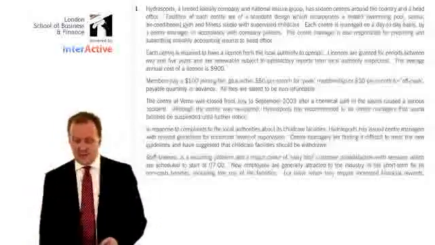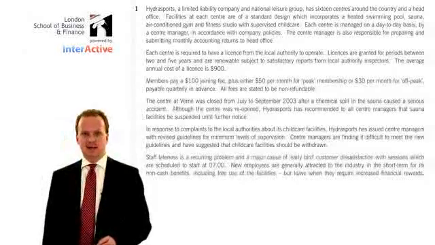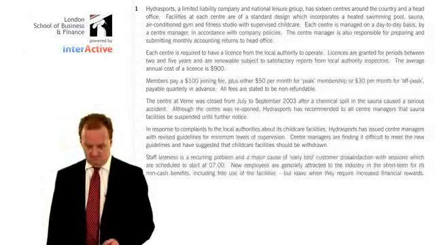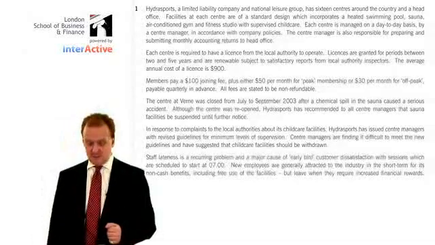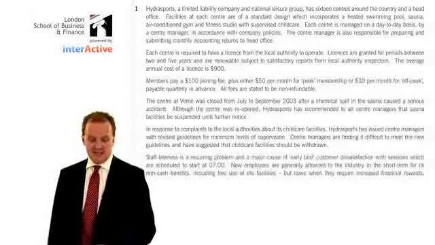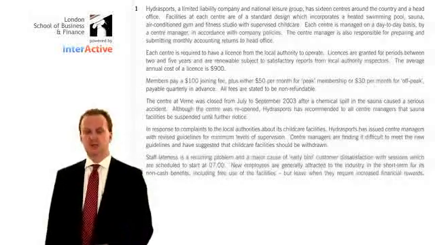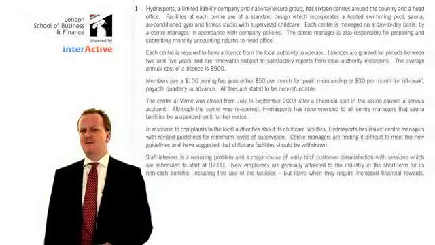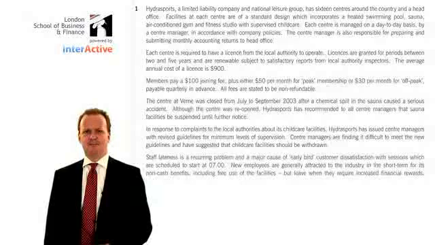Each centre is managed on a day-to-day basis by a centre manager, in accordance with company policies. Nothing too exciting in there, I suppose. The centre manager is also responsible for preparing and submitting monthly accounting returns to head office. Now, that must be a potential risk.